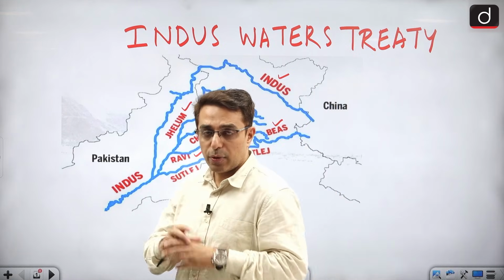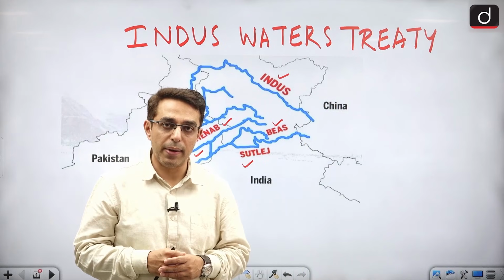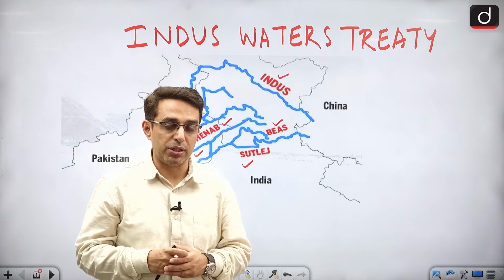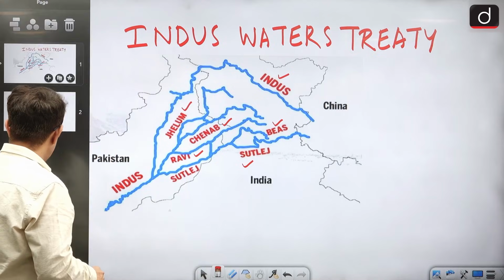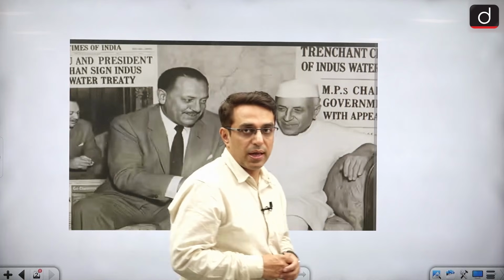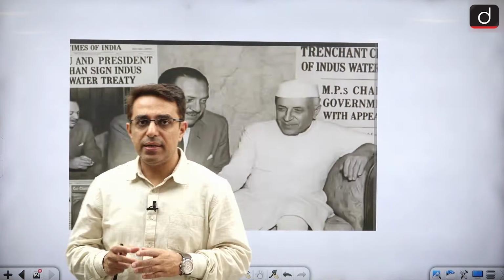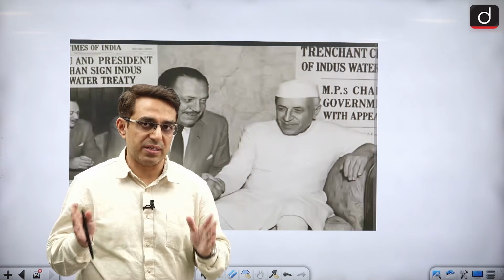So the negotiations started between both sides, and they were mediated by the World Bank, and finally after around 9 years of negotiation in 1960 in Karachi, the Indus Waters Treaty was signed by General Ayub Khan and Prime Minister Nehru. So this treaty was signed, and the rivers of the basin were divided into eastern rivers and western rivers.